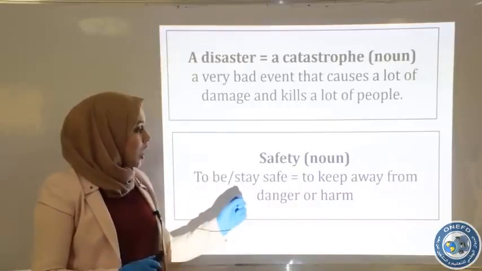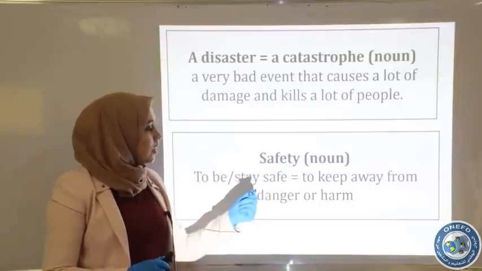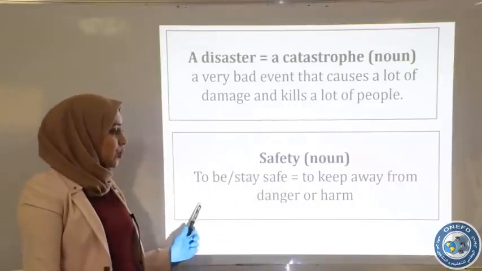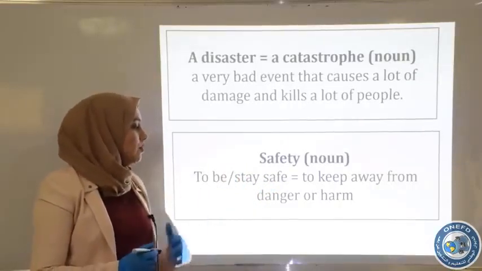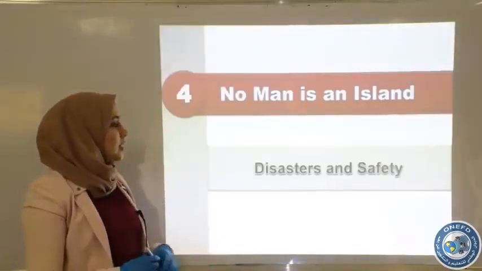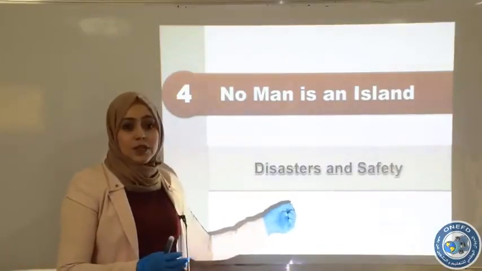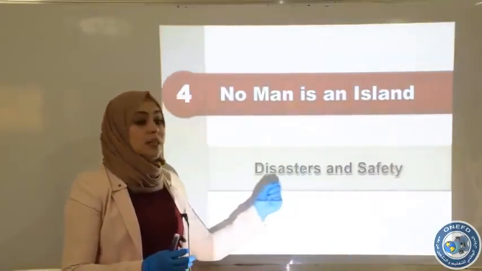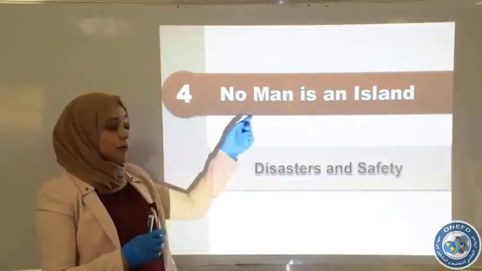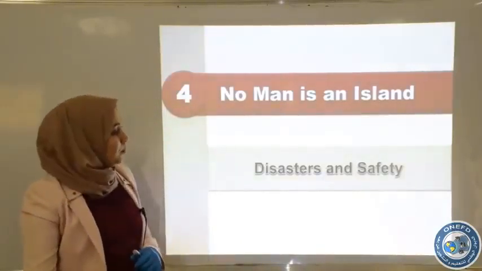The next noun is safety. When we think of the word safety, we can think of the adjective to be safe or to stay safe. To be safe or to stay safe is to keep away from danger or harm. So if we go back to the title and the topic again, we're going to talk about different disasters, how to keep safe during these disasters, and by helping each other, and staying together.